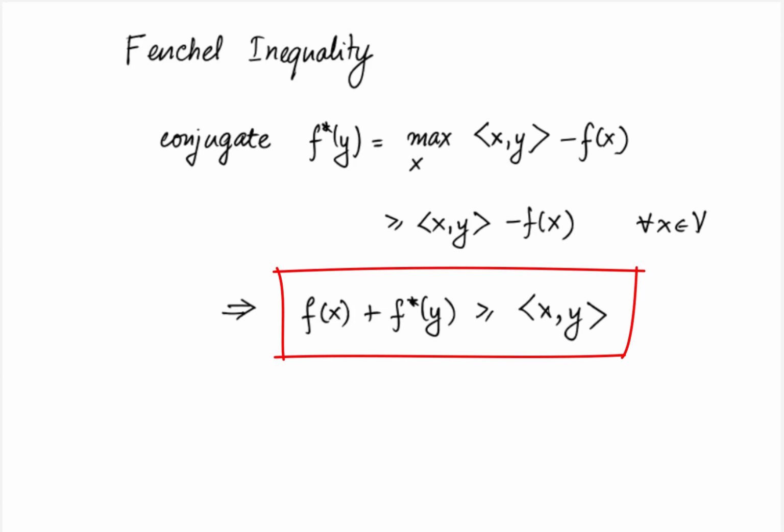The Fenchel inequality is quite interesting and can be used to show some other results as well. One implication is that f of x is greater than or equal to inner product of x comma y minus f star of y. We will use this inequality shortly.